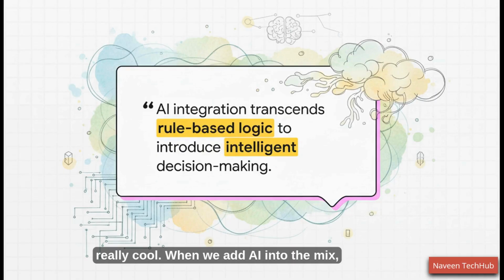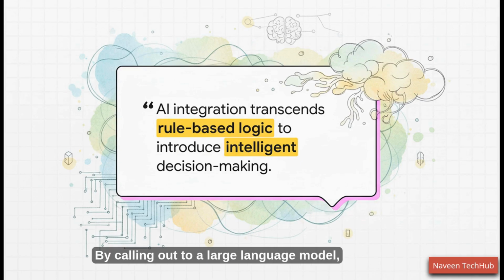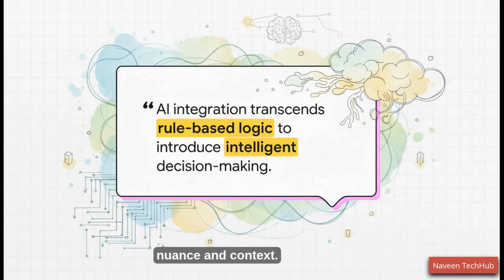When we add AI into the mix, we're moving past simple, rigid, if this, then that rules. By calling out to a large language model, we're jumping from basic logic into a world of dynamic, intelligent automation that can actually understand nuance and context.